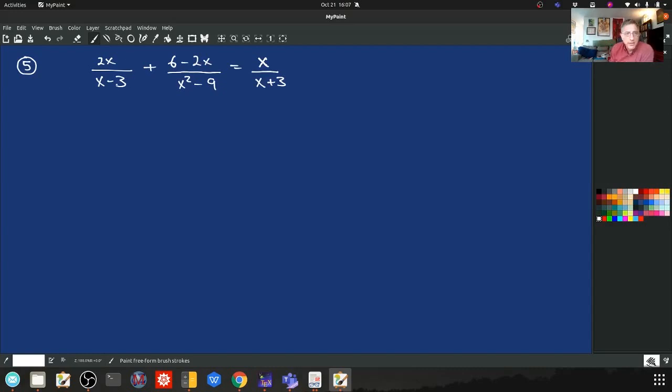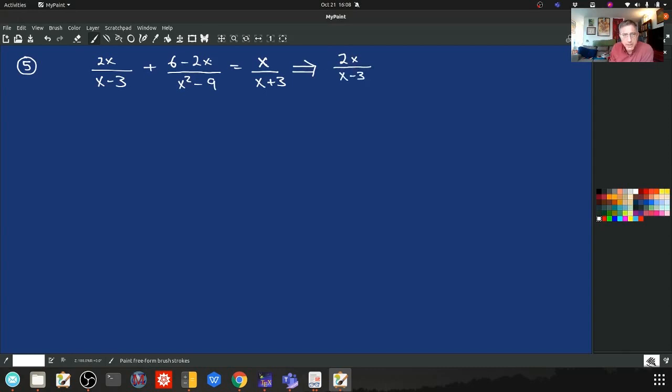number 5. So this is number 5. And the first thing we're going to do is simplify it. If there's any simplification that can be done, you need to do it. Now the first term, 2x over x minus 3, there's nothing that can be done to simplify that. 2x is prime, and so is x minus 3.